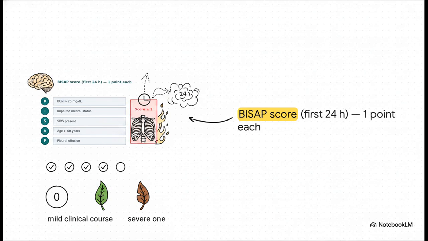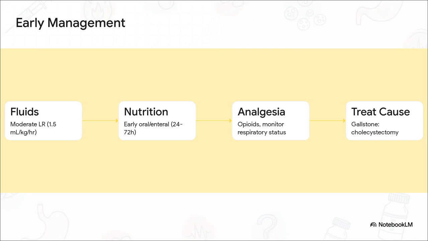All right, we have the diagnosis, we know the cause. Next step, prognosis. Is she going to have a mild course or a severe one? The BISAP score is fantastic for this because it's so simple and you can use it right in the first 24 hours of admission. It looks at BUN, impaired mental status, SIRS criteria, age over 60, and pleural effusion, 1 point for each. Our 46-year-old is perfectly alert, her BUN is totally normal, and she doesn't have SIRS or any effusions. So, with a BISAP score of 0 and 0 evidence of organ failure, we can confidently expect a mild clinical course.